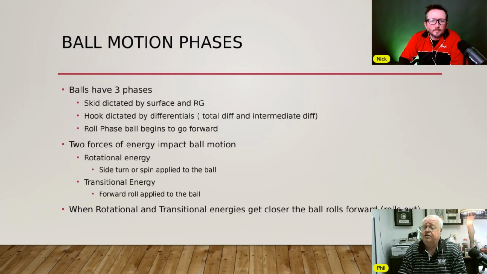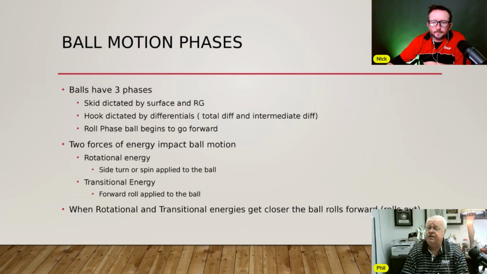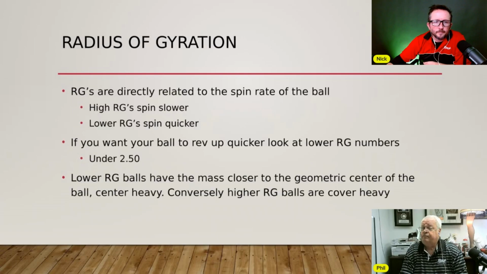The two forces of energy that impact ball motion are rotational energy, that's the side turn or the spin that you apply to the ball, and translational energy, which is the ball going in the direction towards the pins. Straight part of the ball motion. But when rotational energy and translational energy get closer together, the ball starts to roll forward. And if they become equal, the ball rolled out. So when your rotational energy and your translational energy become the same, the ball's rolling forward. Okay, so keep that in mind as we go forward.